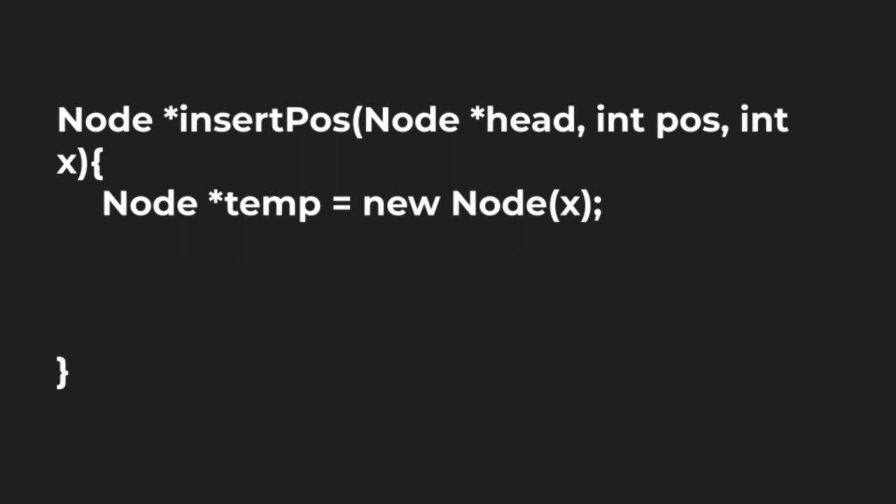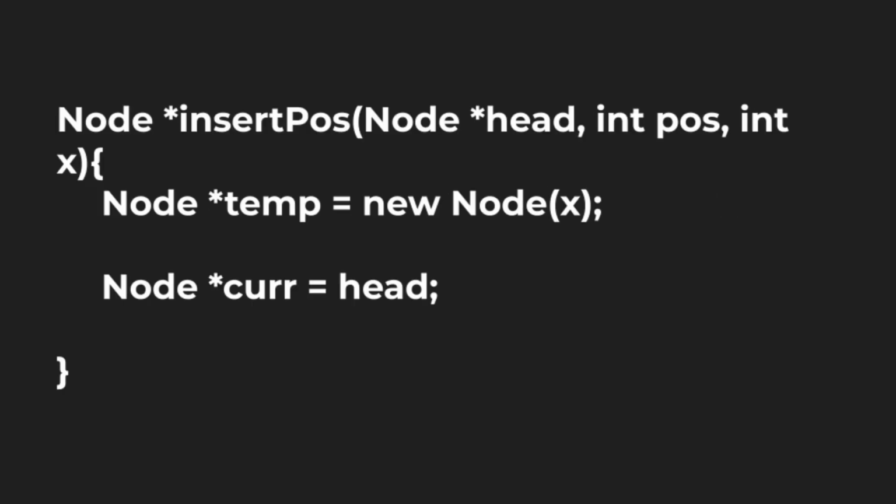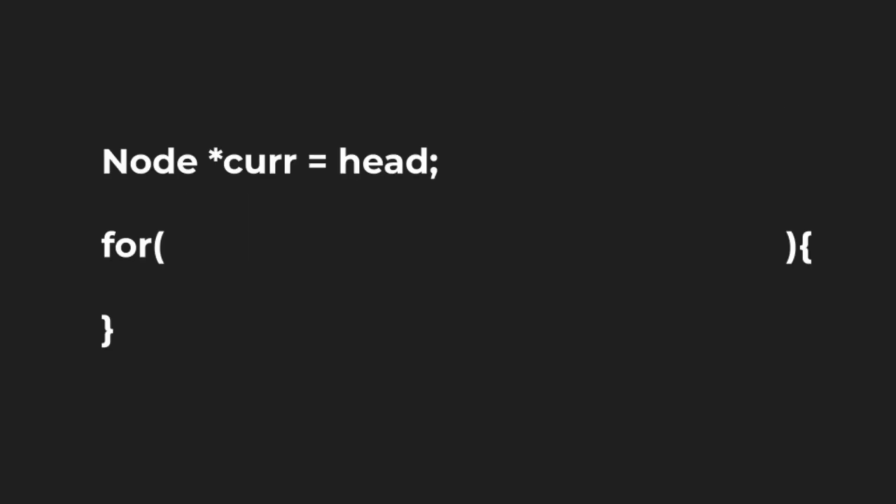Now we need to reach the position where we want to insert the node. We can do this with the help of a current pointer. We create a current pointer and set it equal to head. Our task is to reach the position where we want to insert the node. And for this, we use a for loop.